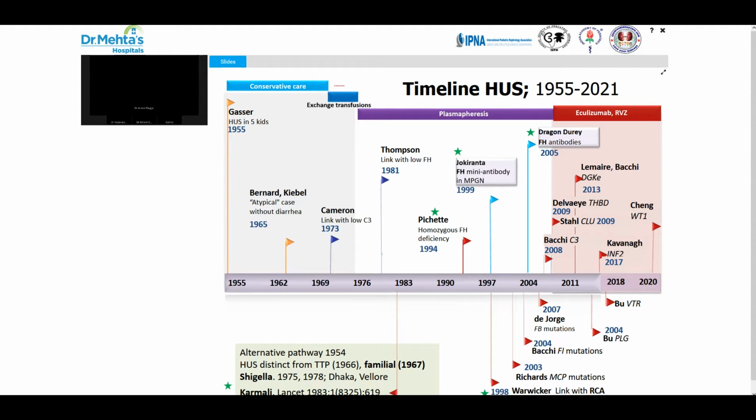Just as our understanding of the pathogenesis has gone on, similarly, the management has also changed, as you can see in the upper part of the slide. So beginning from conservative care, which still continues to be an important part in almost all HUS, then there was a time of exchange transfusions, then plasma exchanges, and now we have complement blockade.